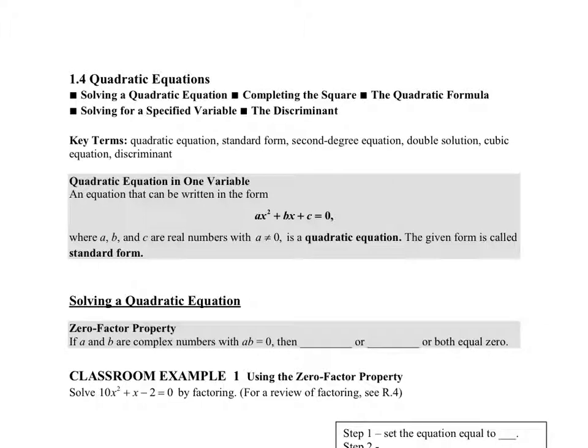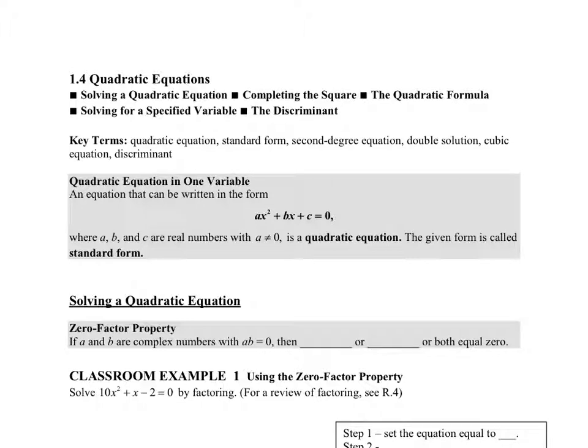You can use any value for a, b, or c except a cannot equal 0, because if a happened to be a value of 0, 0 times x squared means there would not be an x squared in the equation, therefore it wouldn't be quadratic.